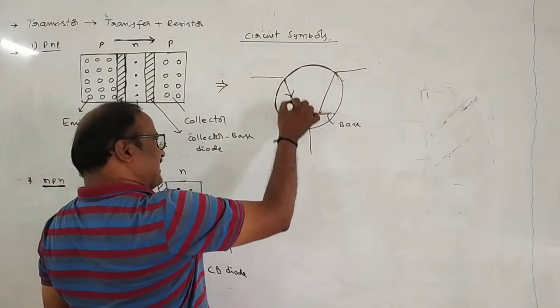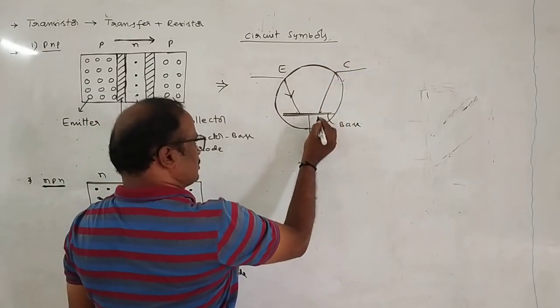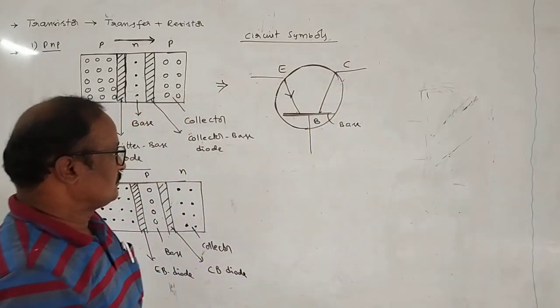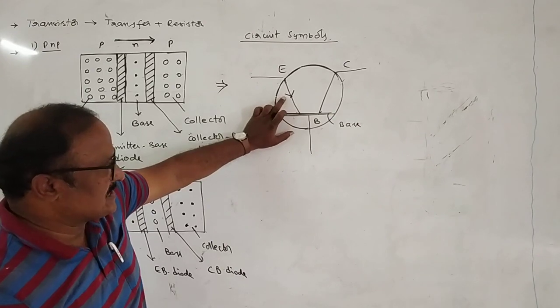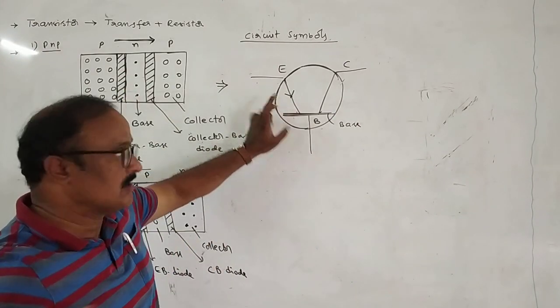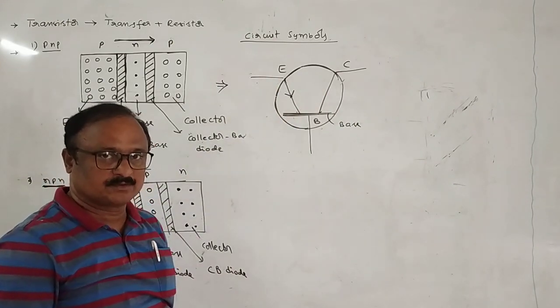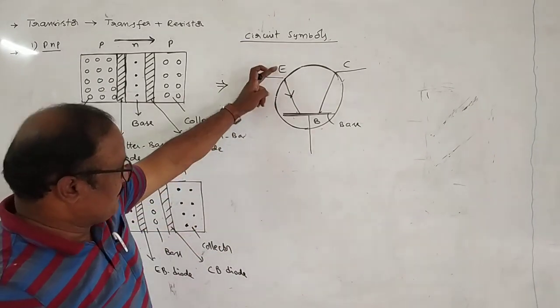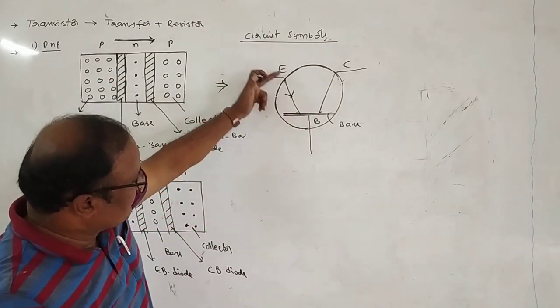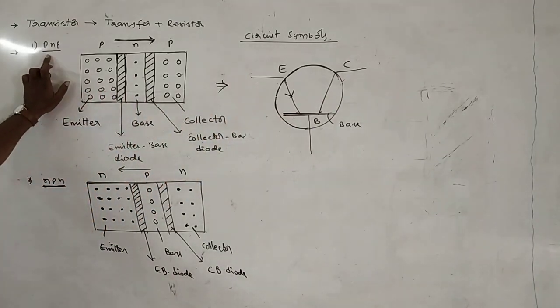One of the lines is the emitter and the second line is the collector line, with the base in the middle. The arrow mark indicates the direction of conventional current. The arrow mark is compulsorily kept on the emitter line, not on the collector. That is the circuit symbol. Here the arrow mark indicates emitter to base conventional current. Emitter to base means this is the PNP transistor.